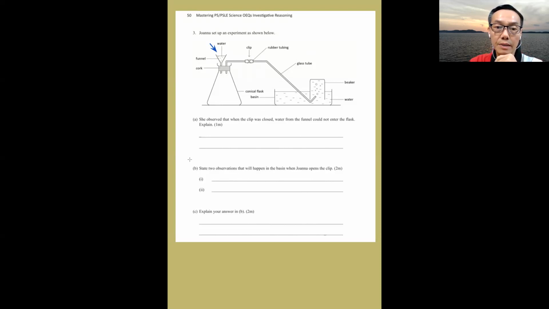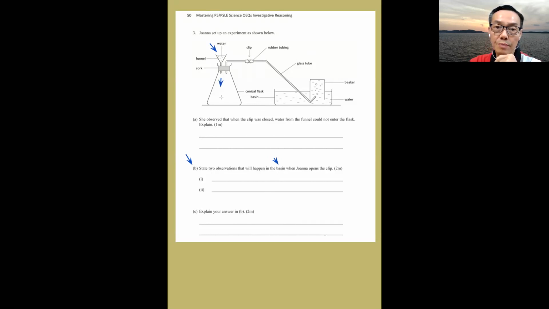But the tricky part is here. State two observations that will happen in the basin. Okay, there's a condition here in the basin. Because many students, if they are not careful, they will mention that water will drip into the conical flask. Because they did not ask students or candidates to observe or to state what observations in the conical flask. The requirement is state what happens in the basin.